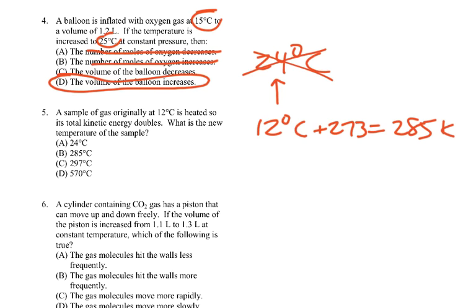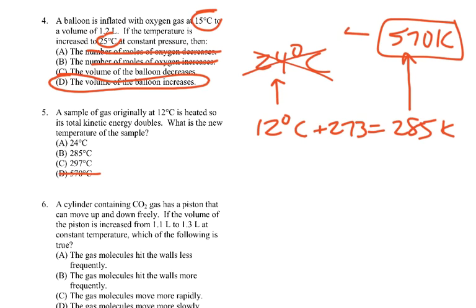Now that's 285 Kelvin. Now we're going to double 285 Kelvin, so what's that going to be? What I get from that is 570 Kelvin. So if that were an answer, that would be good. And there's 570, but that's Celsius, so that's not the right answer. So now what we're going to do is go back to Celsius. We're going to subtract 273, so minus 273, and get 297 degrees Celsius. So that's my answer right there.